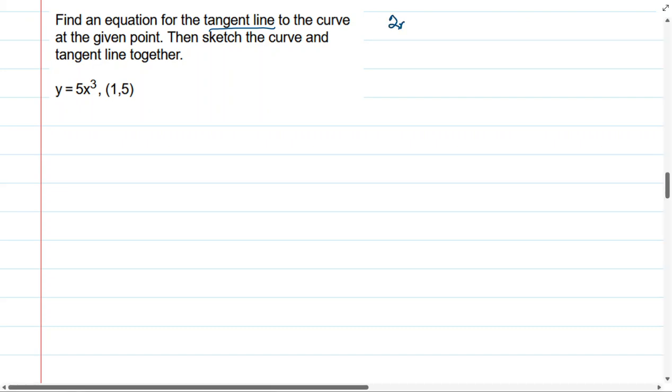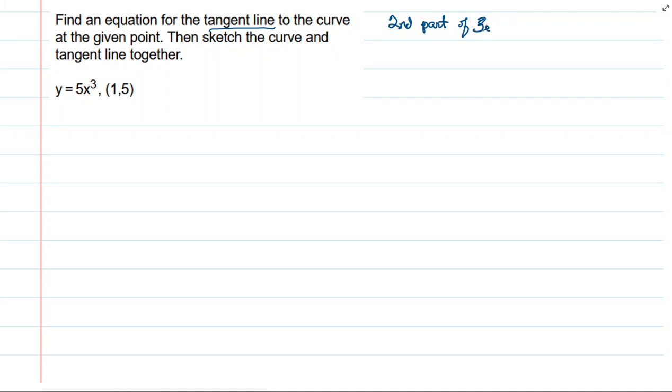We're here on the second part of 3.1. And we have a cubic that we're going to do. It says find the equation for the tangent line to the curve at the given point. Then sketch the curve and tangent line together. And we're going to be utilizing our calculator again and matching whatever the homework says. That would be what we're going to do.